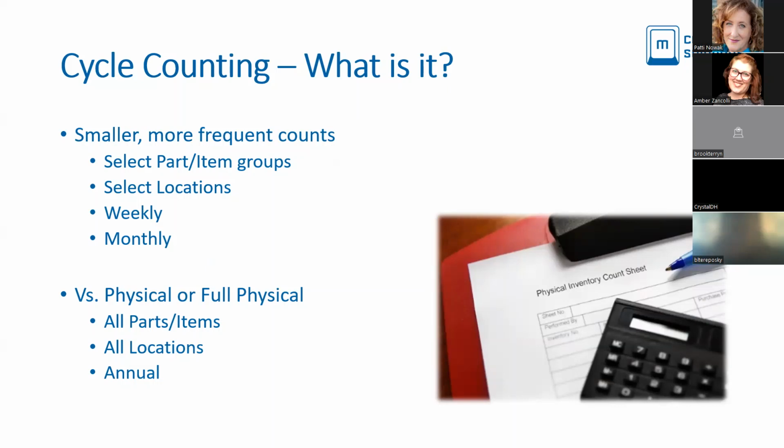Cycle counts provide a systematic counting and tracking of your inventory. In this procedure, smaller subsets of inventory are counted regularly throughout the year, as opposed to what we might call a full physical inventory that might be performed only once a year. These smaller counts may include only a select part or item, or a group of parts or items.